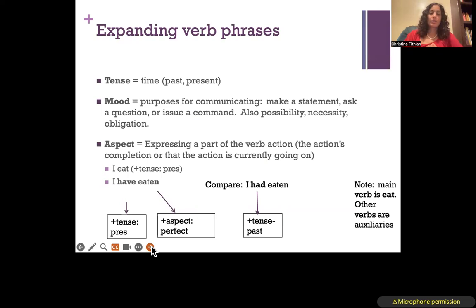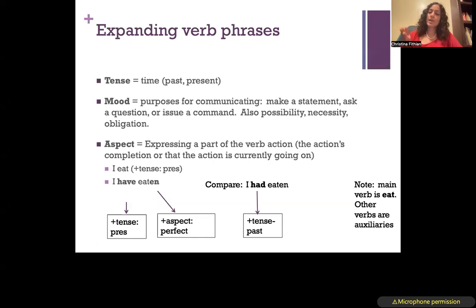Now, another part of a verb phrase sometimes is aspect. You may or may not have aspect. Once again, aspect is a part of the verb's action. So we can focus on the fact that the verb is completed, or we can focus on the fact that the action is currently going on. In other words, we're focusing on the internal components or the ongoing nature of the verb over time. So, let's say, for example, I have this very simple sentence, I eat. Now here we'd say the tense is present, okay?